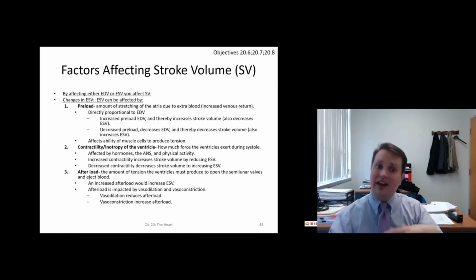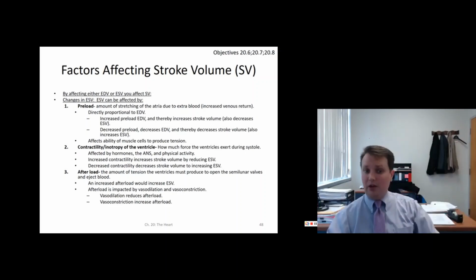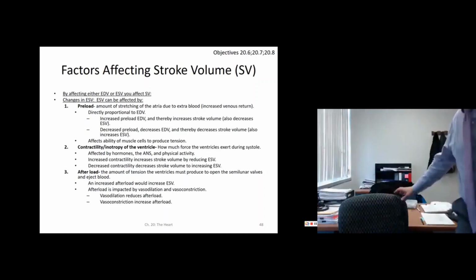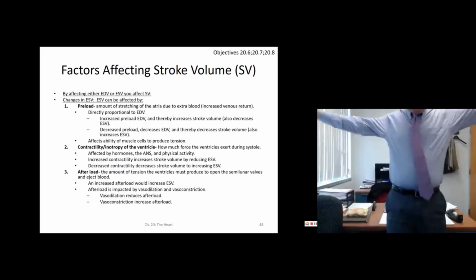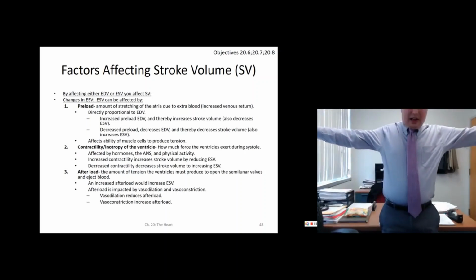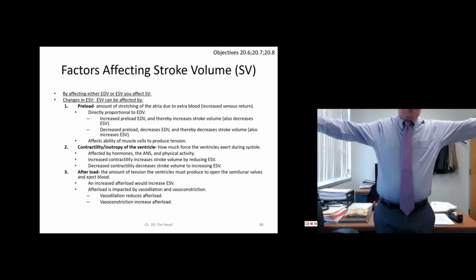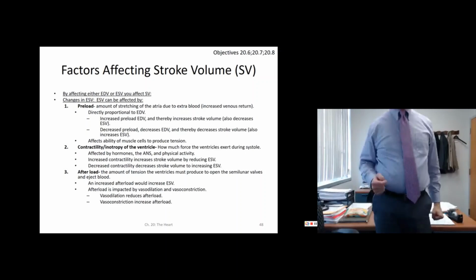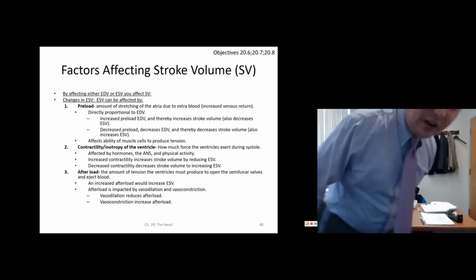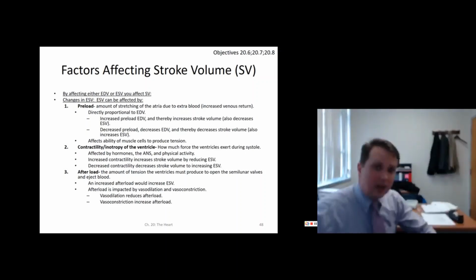It's an anti-inotropic. Now, afterload is how much tension the ventricles produce to open up your aortic semilunar or the pulmonary semilunar. Remember that when I was doing my isovolumetric contraction, I didn't produce enough pressure to cause a cardiac ejection. And that's because I hadn't undergone afterload. Now, let me help you understand afterload.